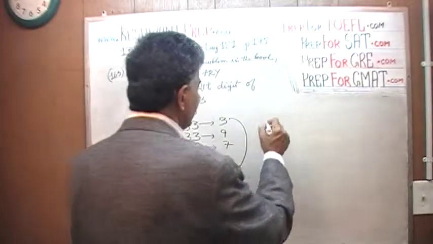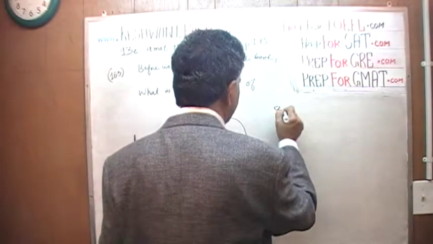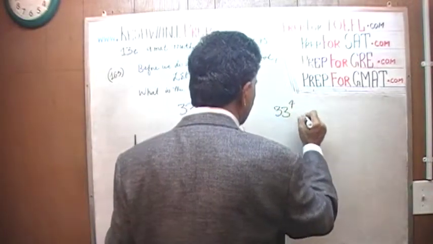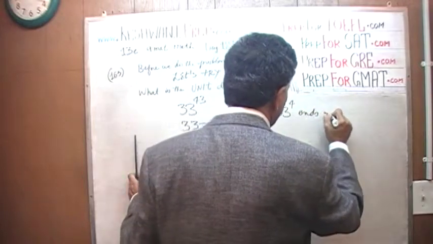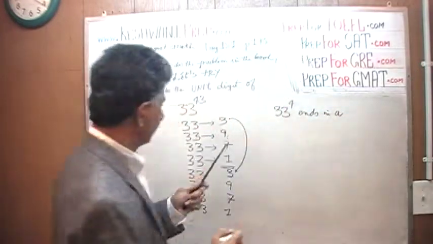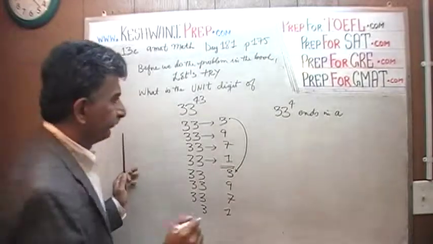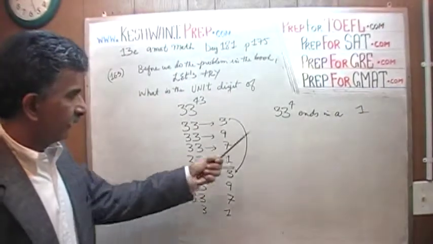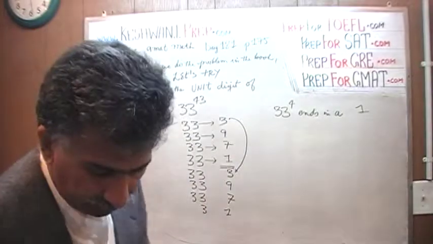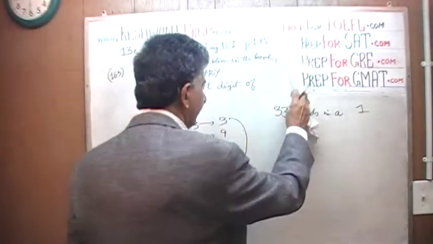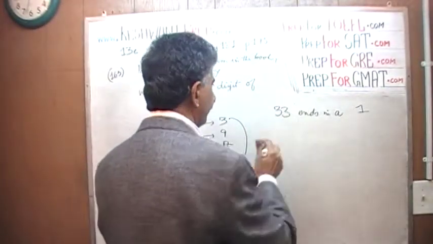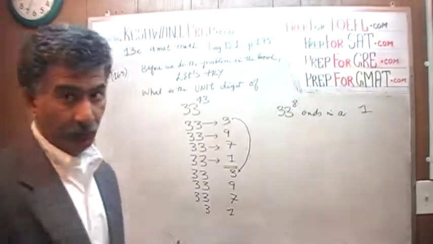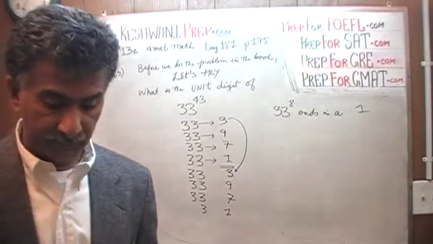So what's the unit digit? That tells us that 33 raised to 4 will end in a 1, because it's the fourth one. 9, 3, 1, 7, 1 is the fourth one. Similarly, it also tells us that 33 raised to 8 will also end in a 1, because 8 will make 2 complete cycles.